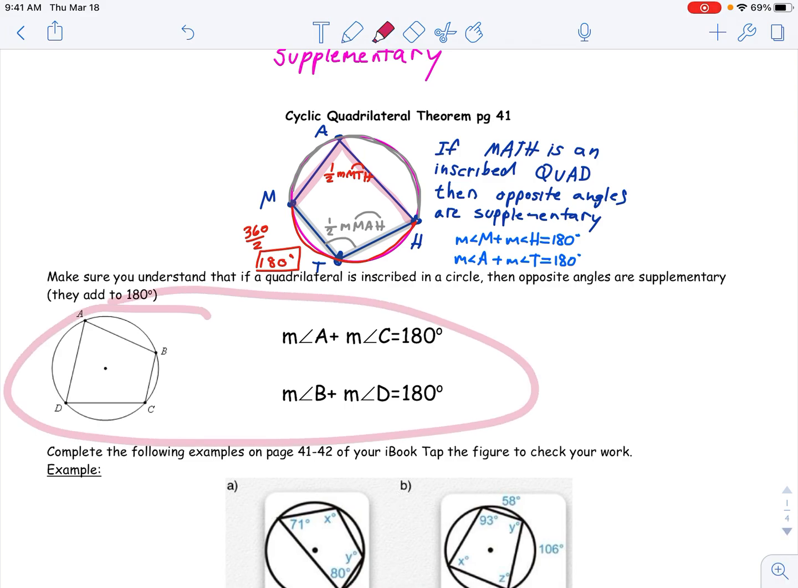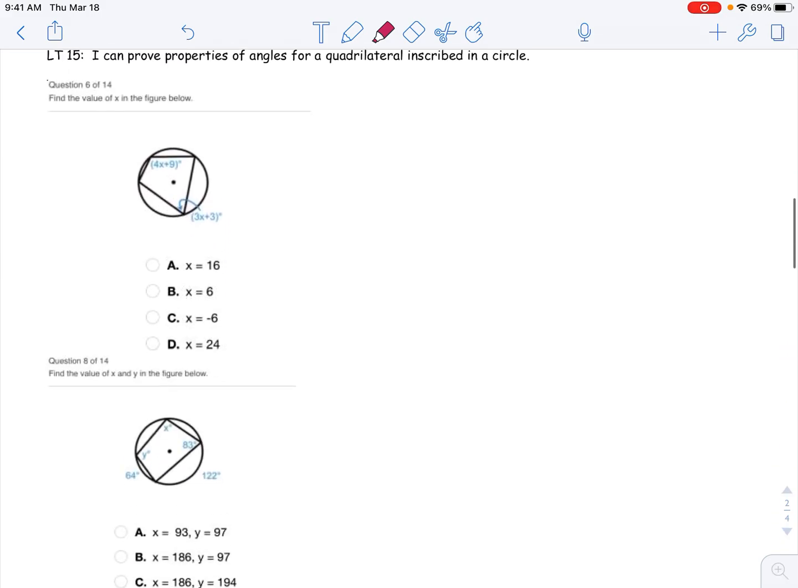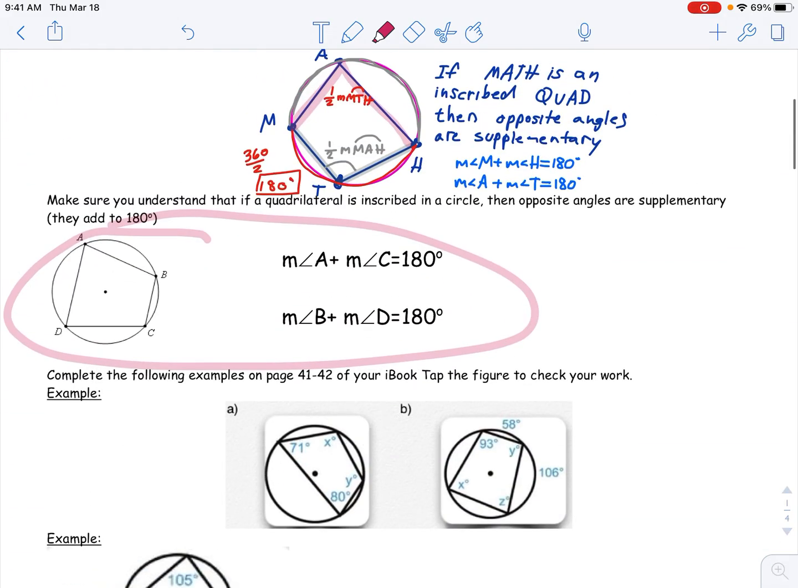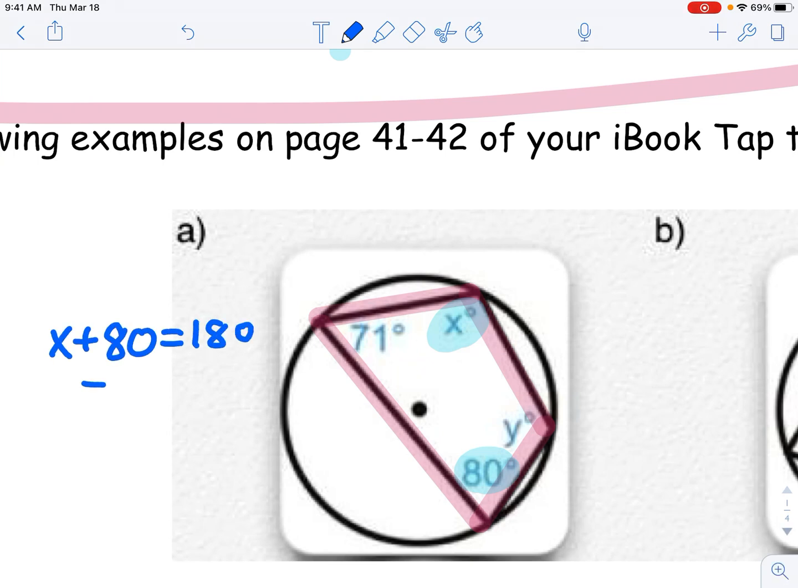Here's just another picture, if my picture wasn't good enough. But anyways, let's start applying it. We have some very basic problems to start, and we'll slowly graduate to more challenging ones. Again, identify this as an inscribed quadrilateral. Next, opposite angles are what we're focusing on, x and 80, which add to 180. So to find x, x plus 80 equals 180. Subtract 80 from both sides, x equals 100 degrees.